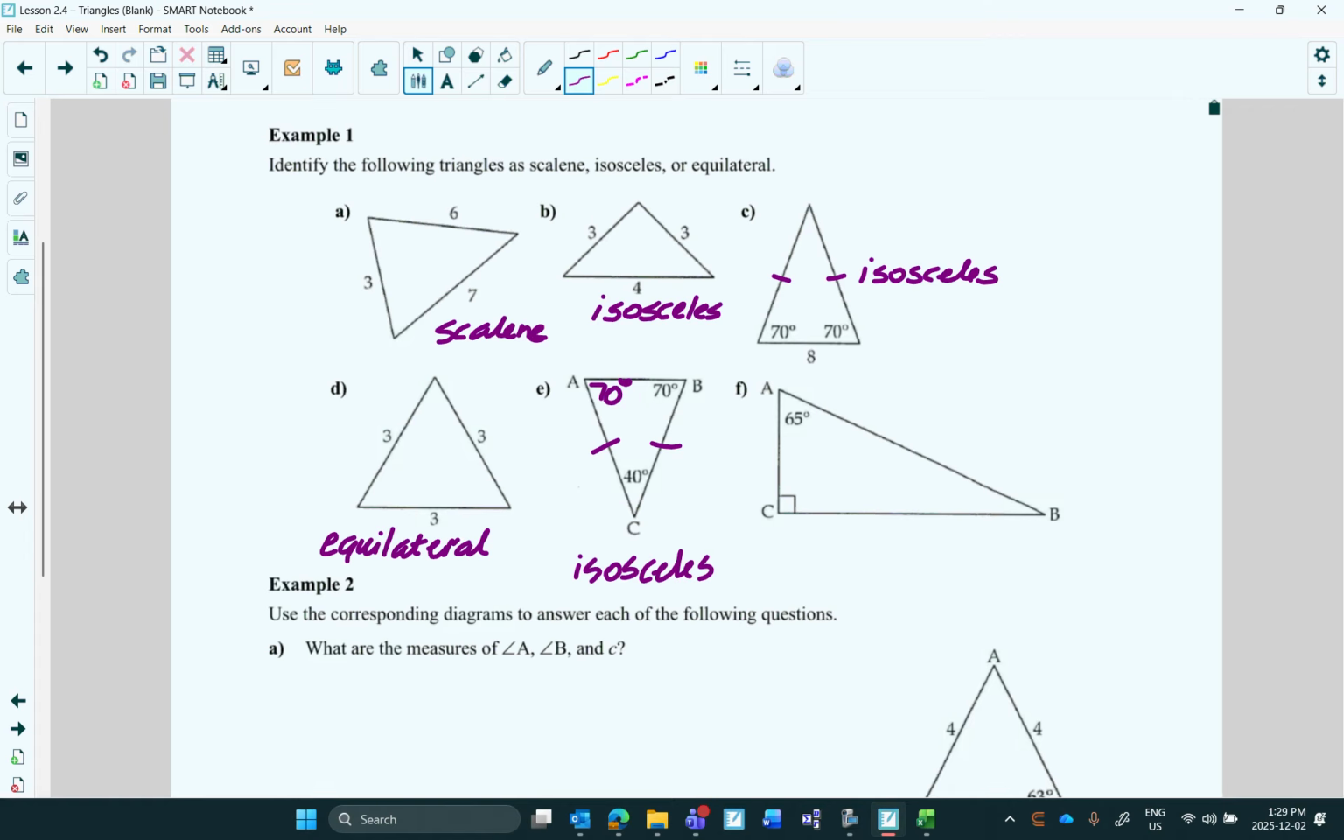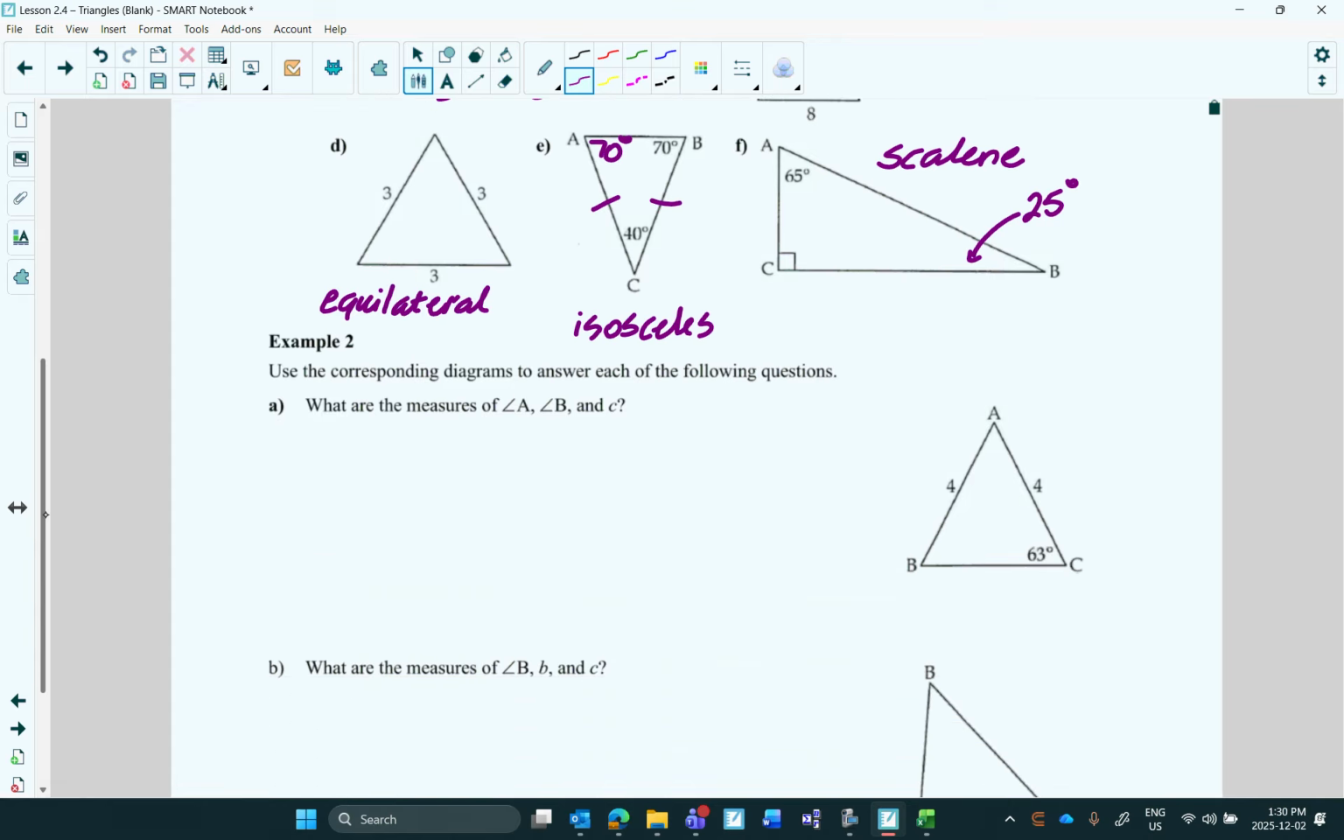And this last one, not right. We're not classifying it as right. Look at the angles on the sides. So this is 65. This is 90. So it's part of scaling, say that word? Scaling. All the angles are different, which means all the sides are different. So it's scaling. It's a right triangle, but it's also scaling. Knowing the properties of these, let's do the next couple of examples.